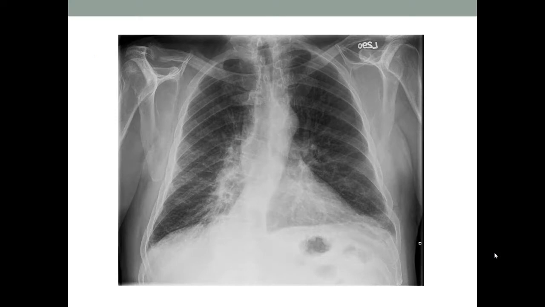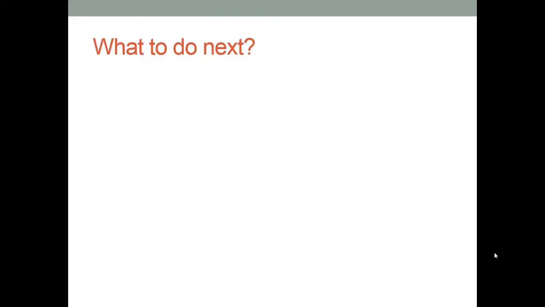Here's his chest x-ray that you did a month ago, and I'm not sure how well this translates there, but this was read as mild interstitial possible edema in the right lower base, and then some question of cephalization as well. So what to do next?